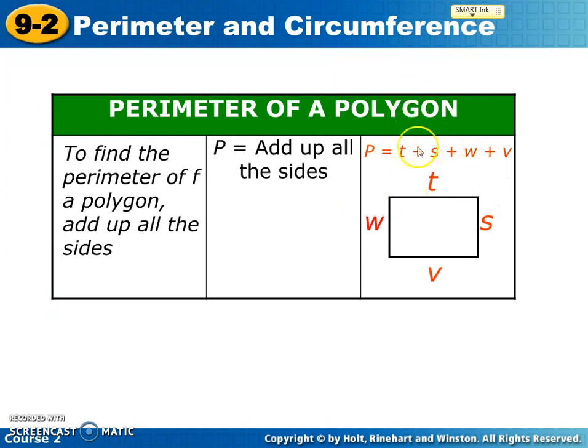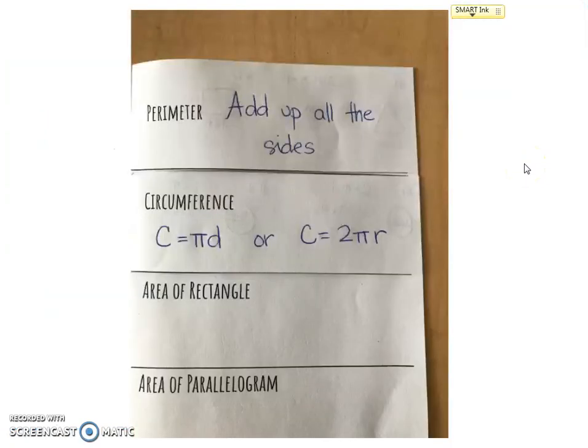This is what it looks like when we do our work. So here we have a rectangle with sides S, T, V, and W. And to find the perimeter equals all the sides added up. So T plus S plus W plus V, that's how we're going to show our work. So I'm going to go to the next slide here. And so this is what yours should look like, that first tab. Add up all the sides. That's all it is. So no matter how many sides the polygon has, you're just going to add up all the sides.